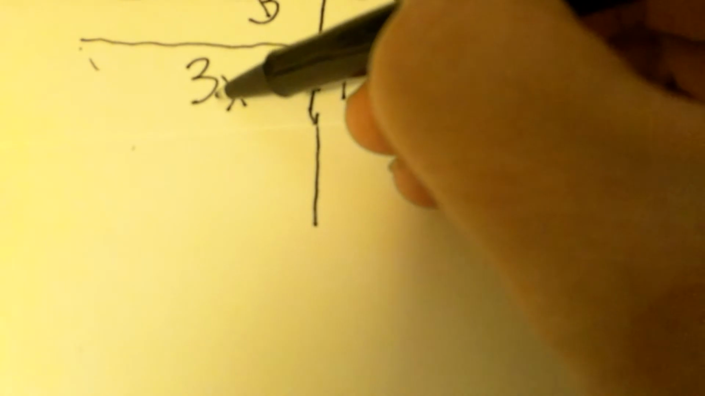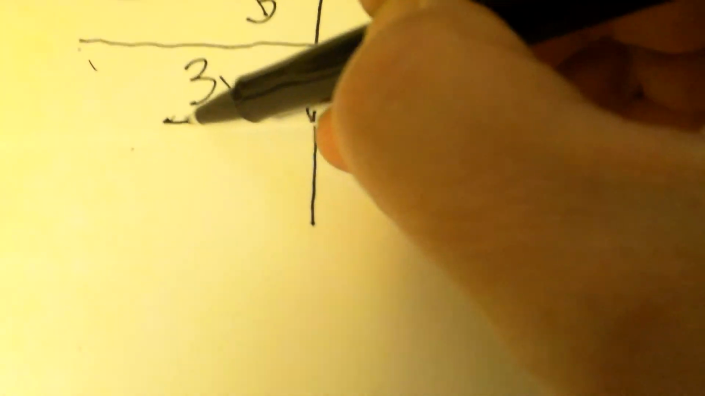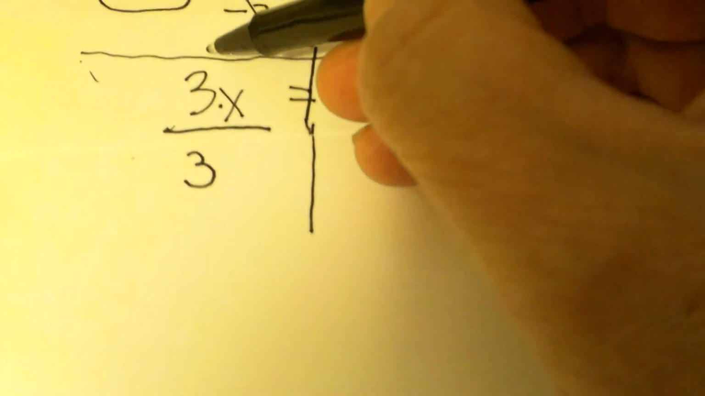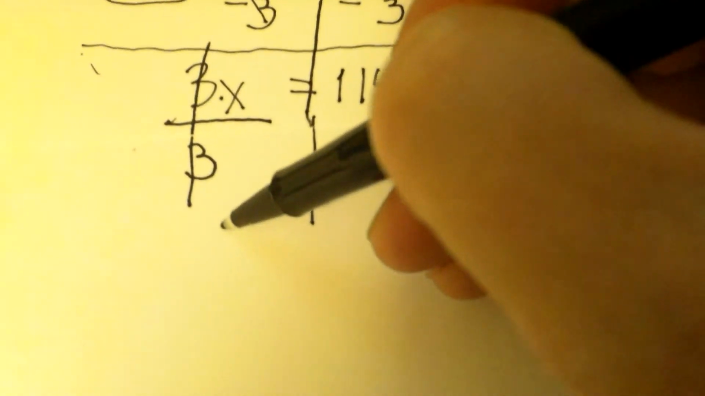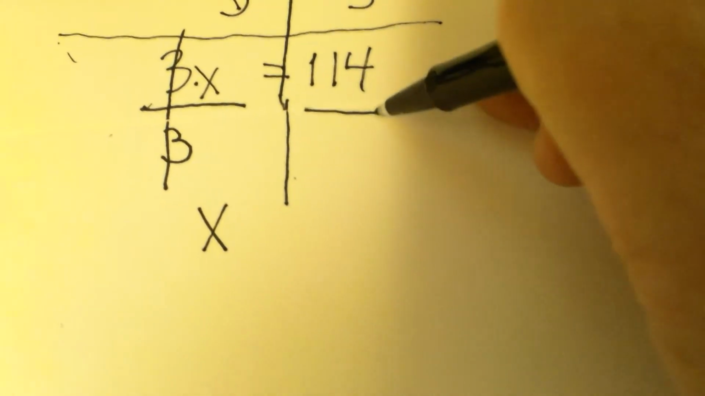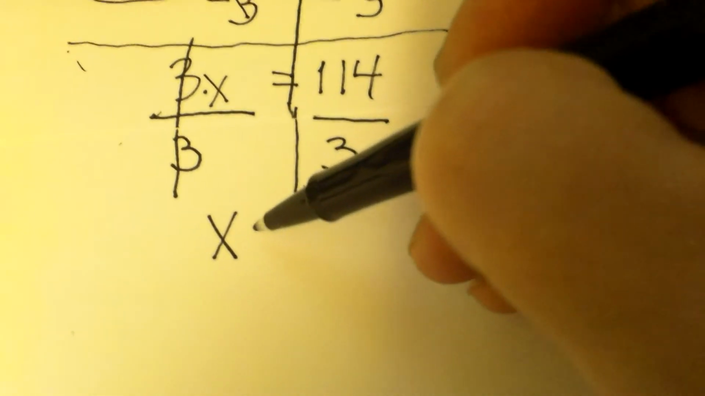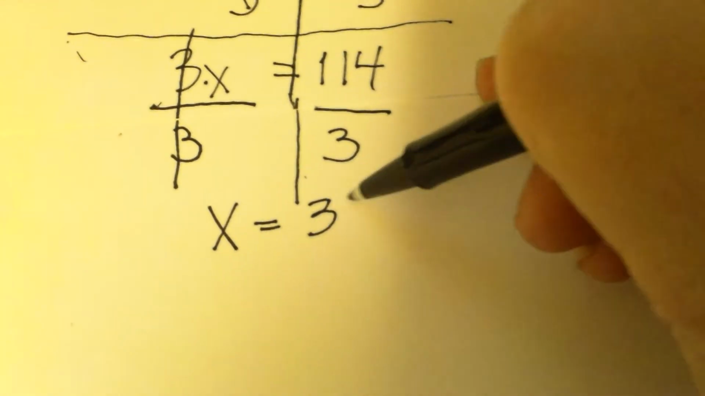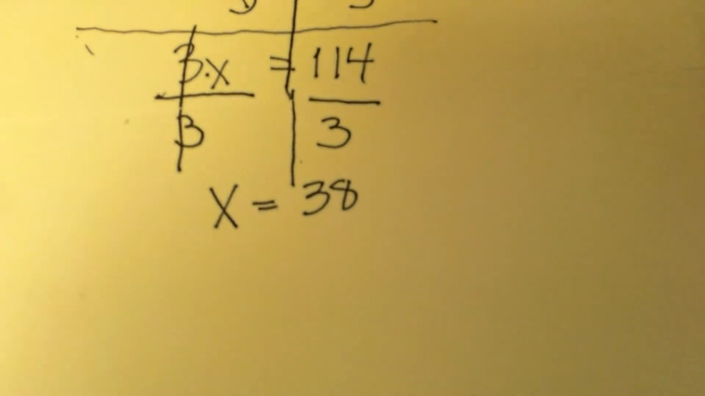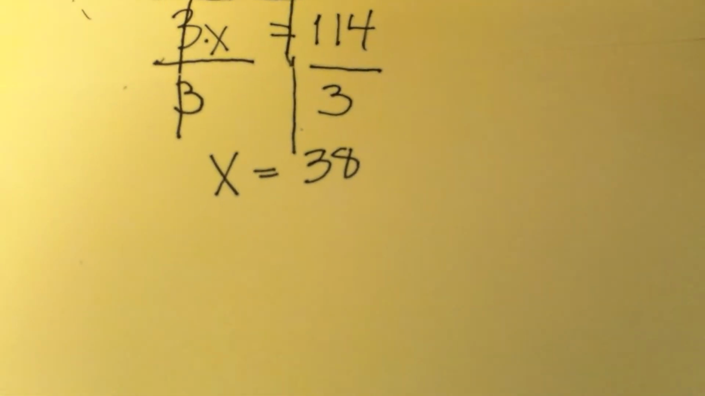Okay? Now I want to get x all alone. So since I'm multiplying here, the inverse is divide, and I'm going to put a 3 down here so that these cancel out and I'm left with x. And since I divided this side by 3, I'm going to divide this side by 3. And when I do that, I'm going to get 38. And that's my answer. I would love for you to check that and make sure it's right.